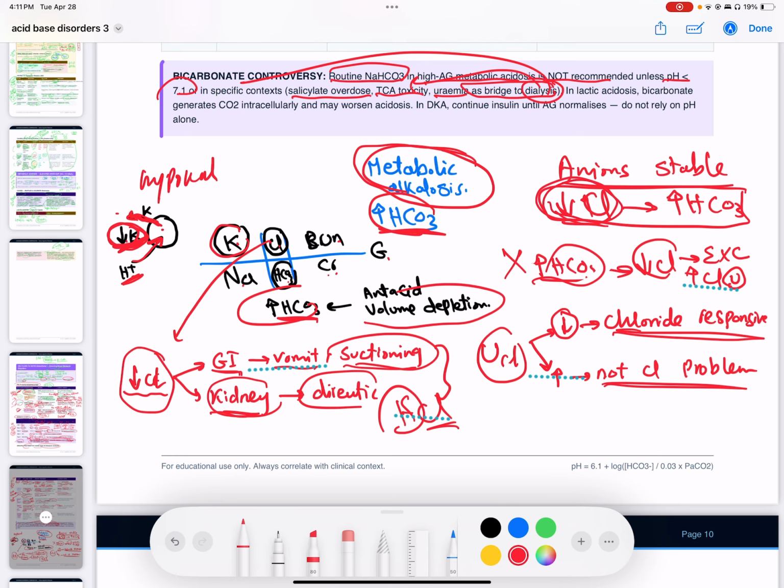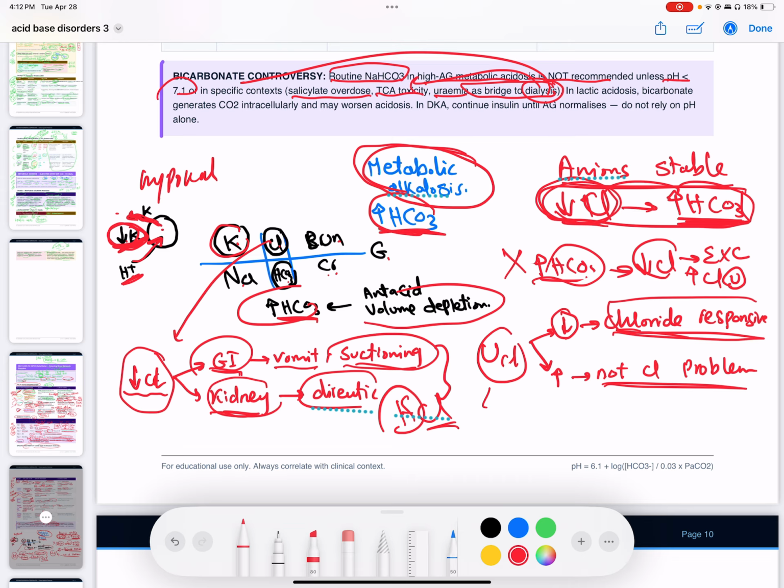So if the chloride is low, that means the HCO3 just increased to respond to the chloride. If the urine chloride is low, you have chloride loss, either in the GI or the kidney, and that's what we call chloride responsive. The pathology is not in the bicarb itself; it is in the chloride, and the increase in the bicarb is just a response to the decrease in the chloride.